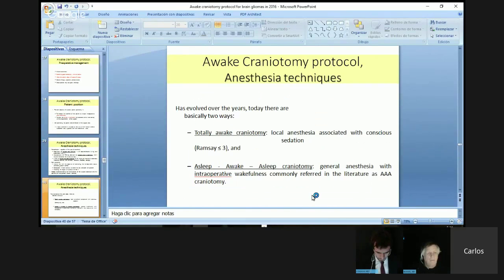So, it has evolved over the years. Today there are basically two ways. Totally awake craniotomy, just with local anesthesia associated with conscious sedation, and asleep-awake-asleep craniotomy: general anesthesia with intraoperative wakefulness, commonly referred to in the literature as AAA craniotomy.